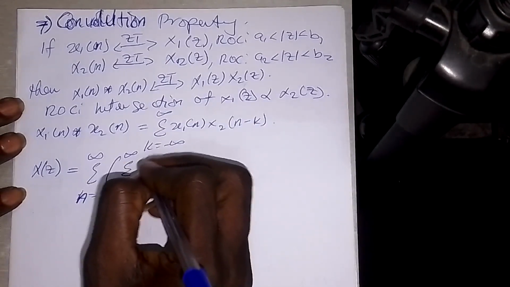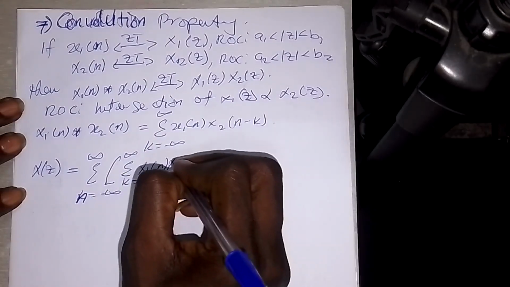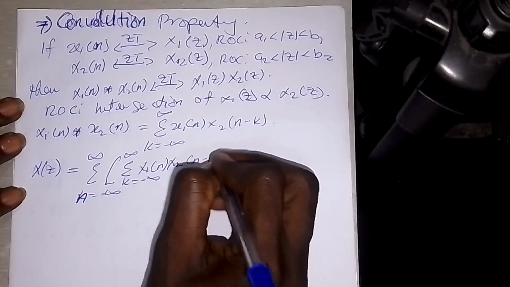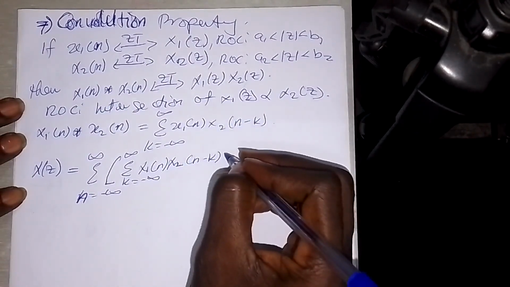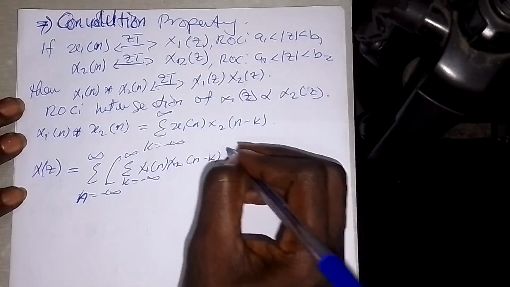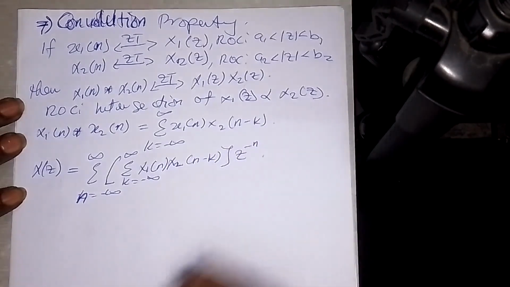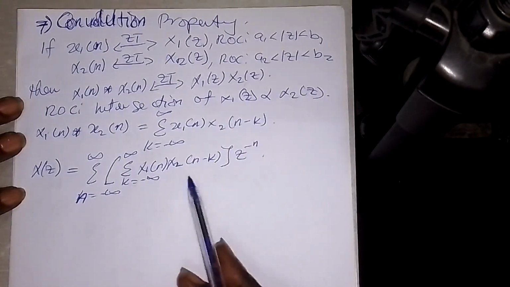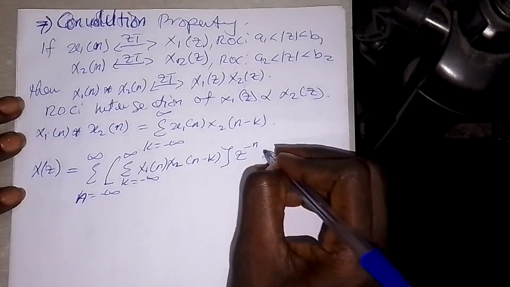Okay, so I'm going to have x1 of n into x2 of n minus k. Okay, so this is what I'm going to have. Now I will close it into z to the minus n. Okay, so I put this one into the Z transform general equation.